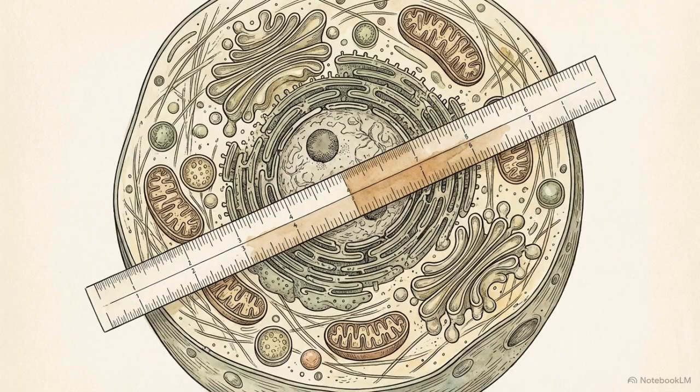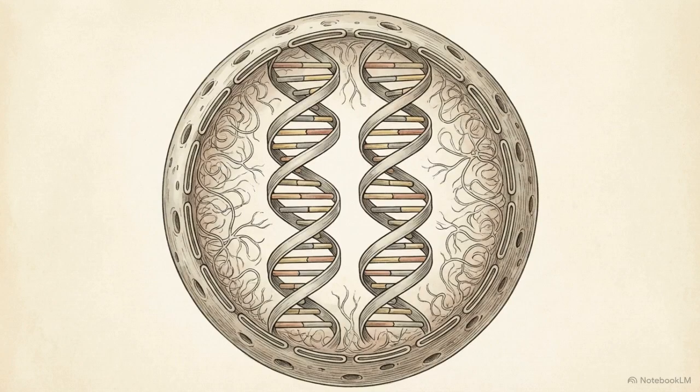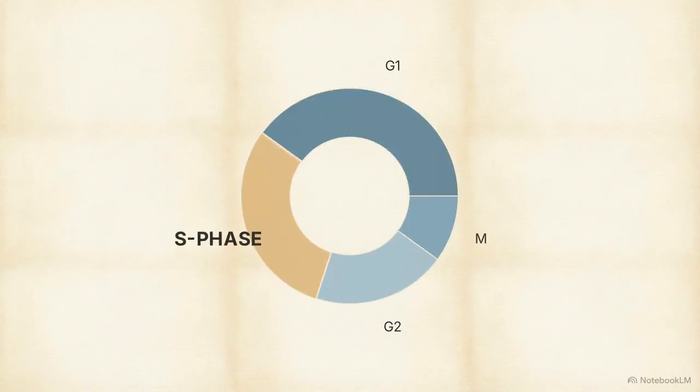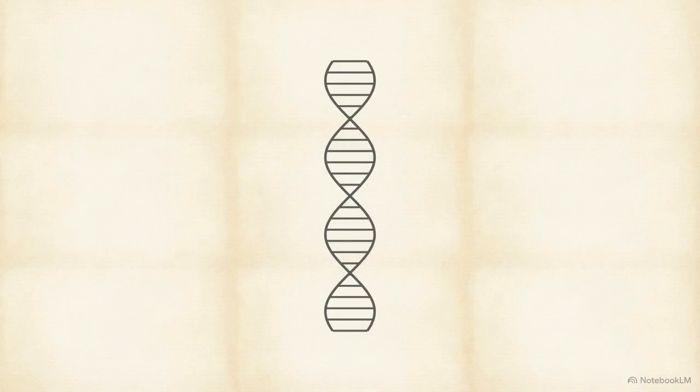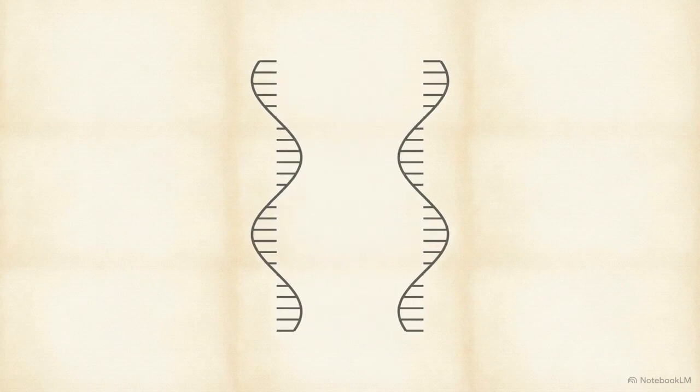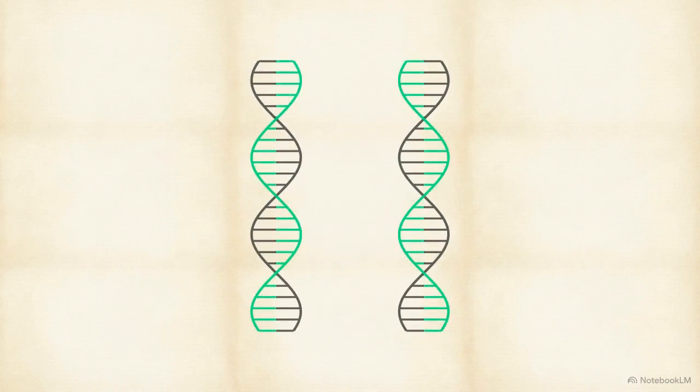Before a cell can divide, it must perform a system backup. This process, where DNA makes an exact copy of itself, occurs strictly during the S phase. The S phase is the specific period in the cell cycle dedicated to DNA synthesis. Replication is semi-conservative. This means that when a DNA molecule copies itself, each newly formed double helix retains exactly 1 original parent strand alongside 1 freshly built strand.